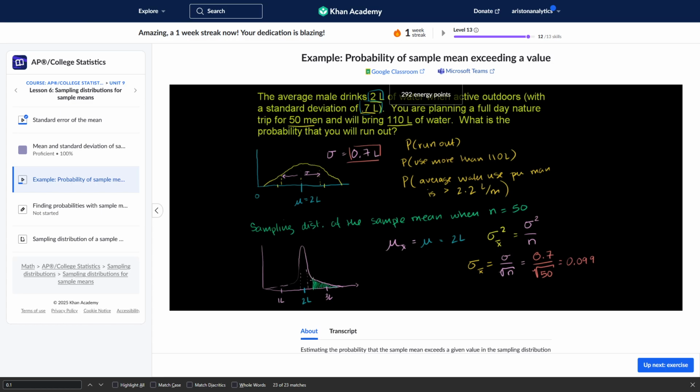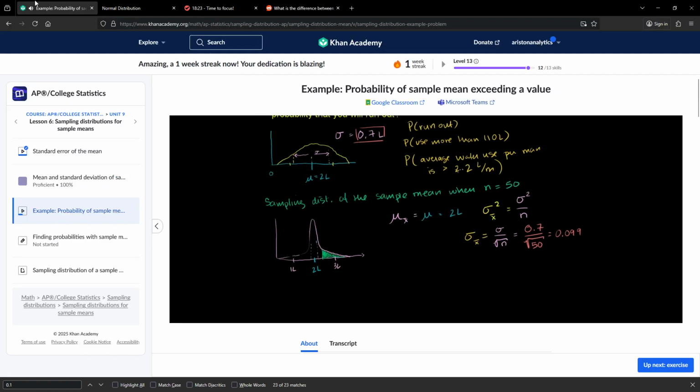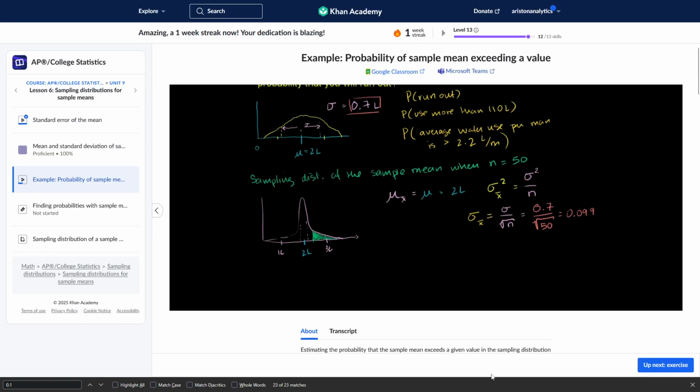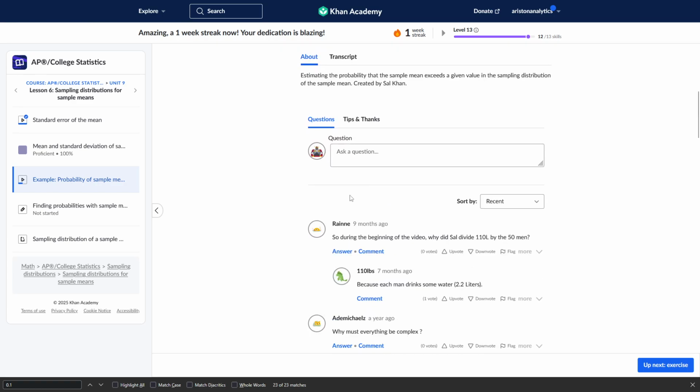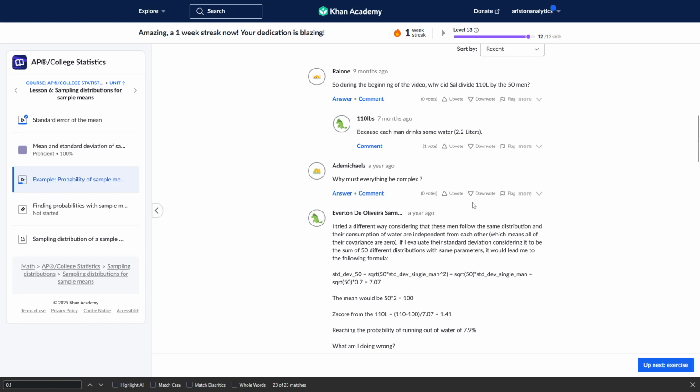You can even view it as, what's the area under this curve there. And to figure that out, we just have to figure out how many standard deviations above the mean we are, which is going to be our z-score, and then we could use a z-table to figure out what this area right over here is. So we want to know when we are above 2.2 liters. 2.2 liters is what we care about. That's right over here. Our mean is 2. So we are 0.2 above the mean.